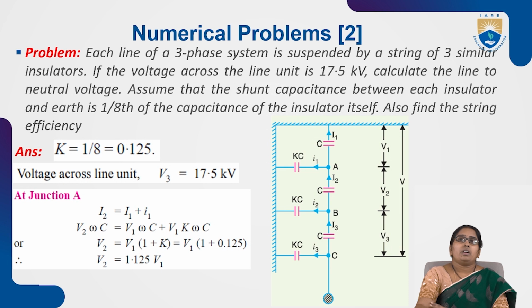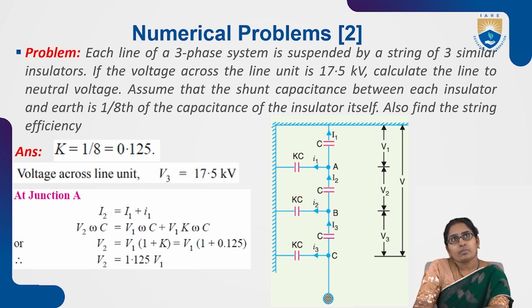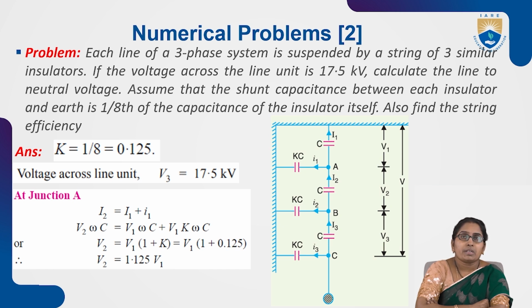There are a few numerical problems. We'll see. The first problem is this: each line of a three-phase system is suspended by a string of three similar insulators. If the voltage across the line unit is 17.5 kV, calculate the line to neutral voltage.